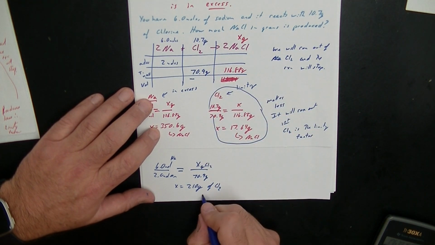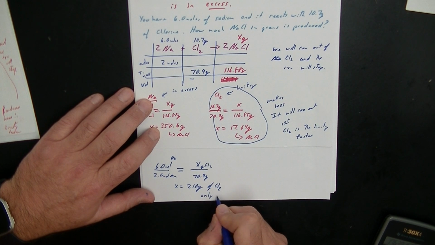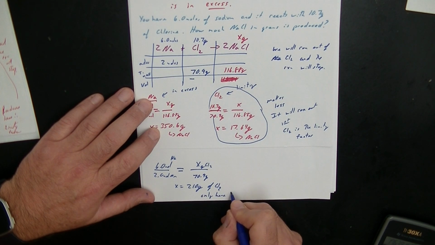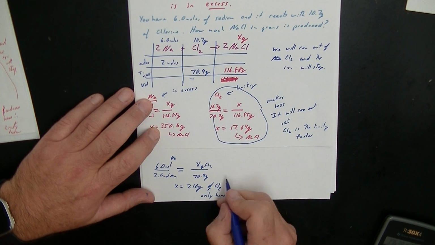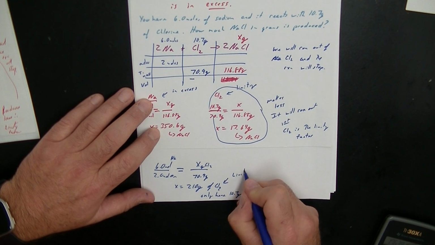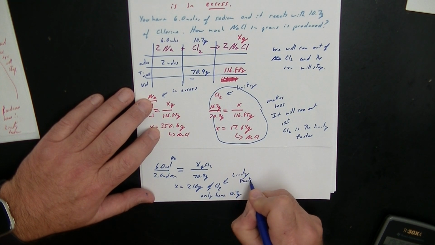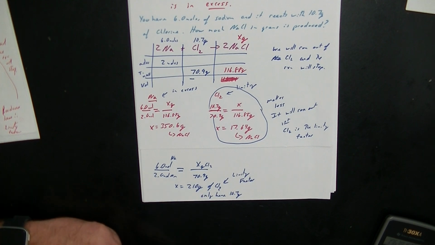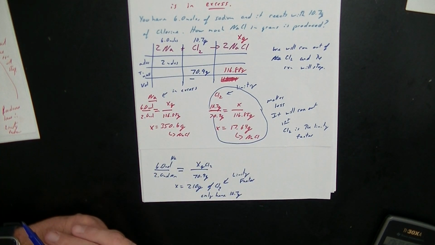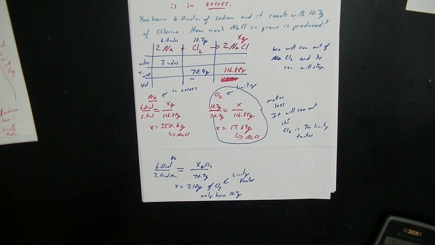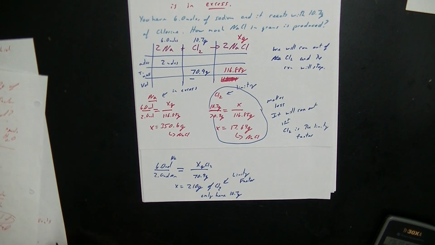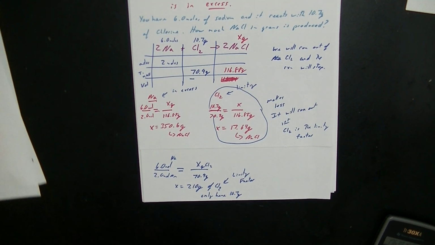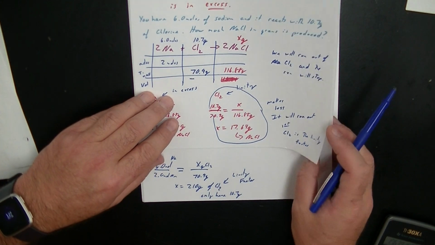So I only have 10.7 grams, which means this is my limiting factor again. It's just another way to figure out which of your two reactants is your limiting factor. So let's try another one.